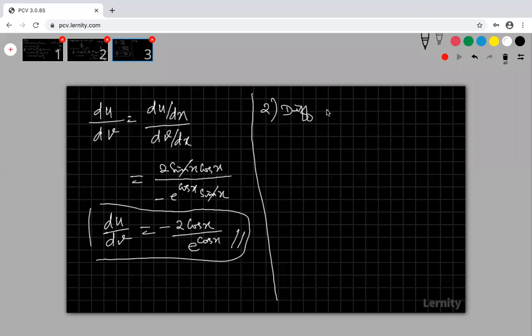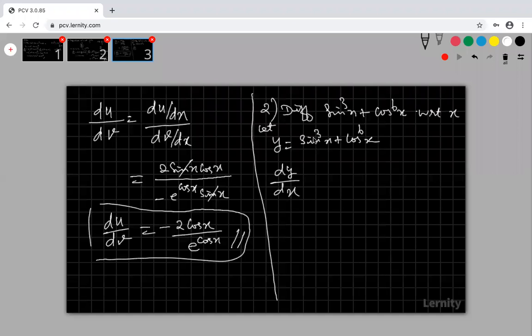Differentiate sin cube x plus cos power 6x with respect to x. Here, this is with respect to x alone, not some other function. So you can take this as y. Let y equal sin cube x plus cos power 6x. What is my dy by dx?